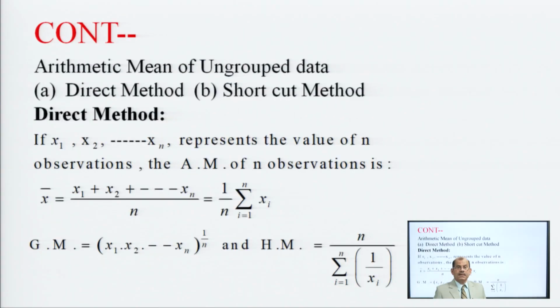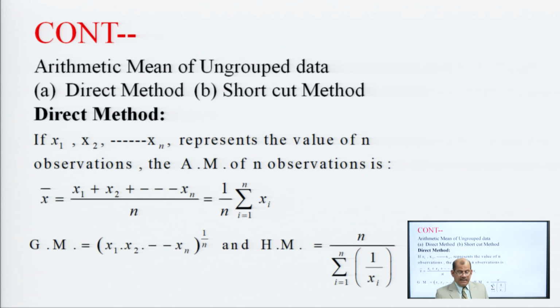Arithmetic mean, there are three types of mean. First, arithmetic mean for ungrouped data, and arithmetic mean for grouped data, for continuous series and discrete series also. And there are two methods to find arithmetic mean: first the direct method and second the shortcut method.